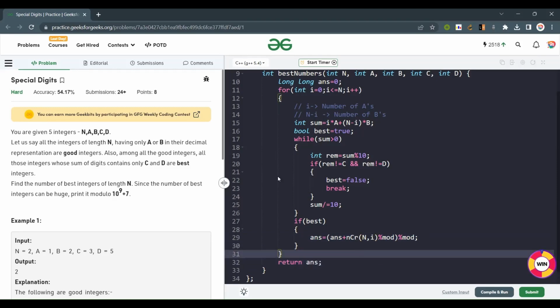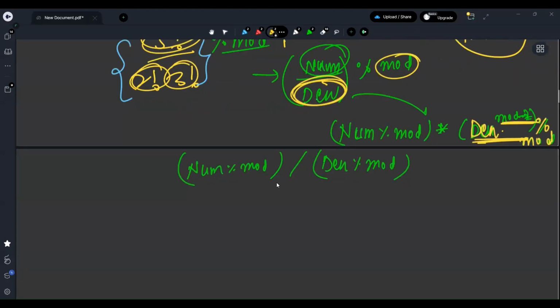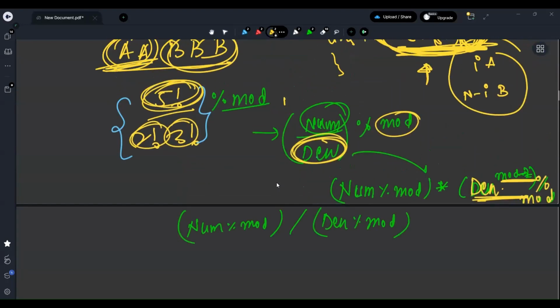What is nCr? As I already said, this is n factorial upon i factorial, n minus i factorial. This is the formula, so we have to generate this formula. Now let's generate the factorials.